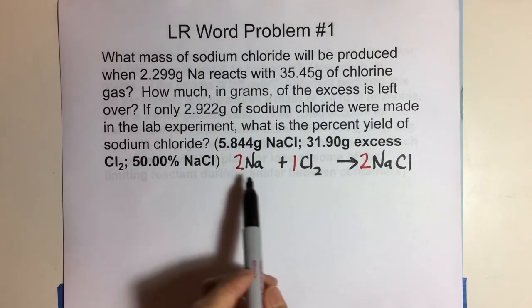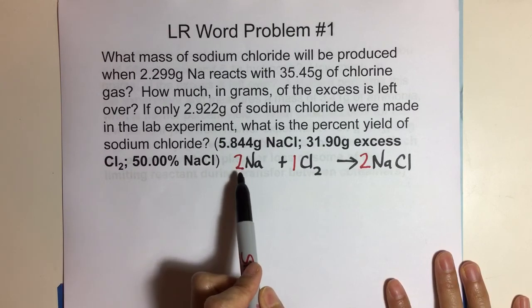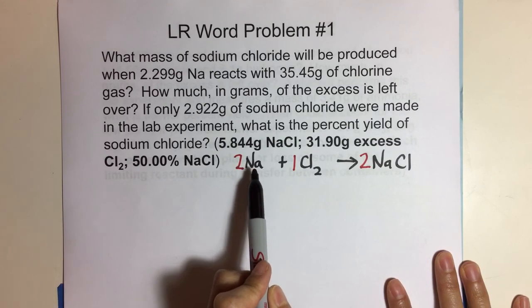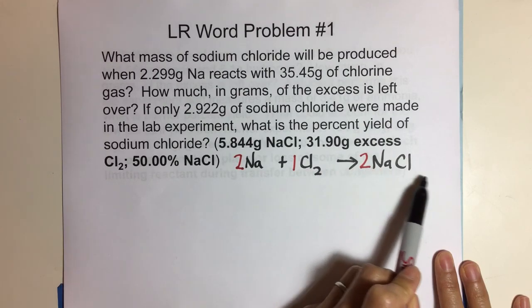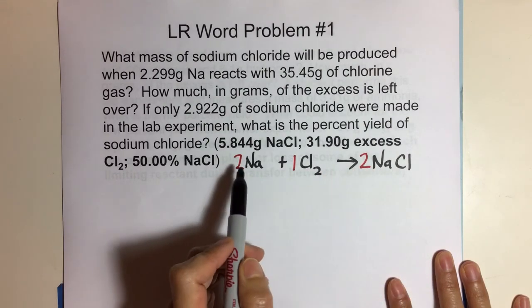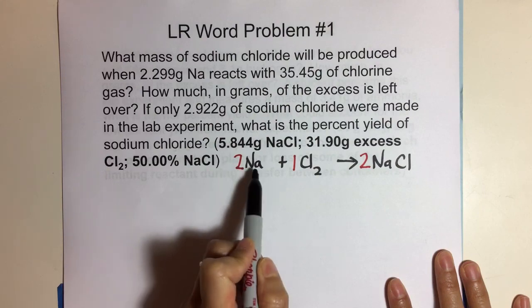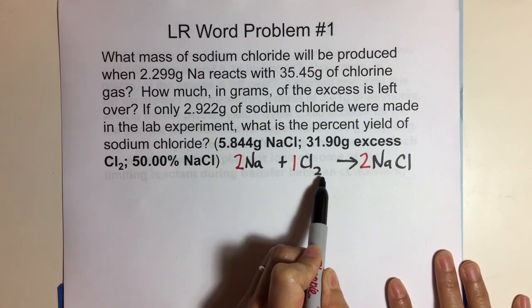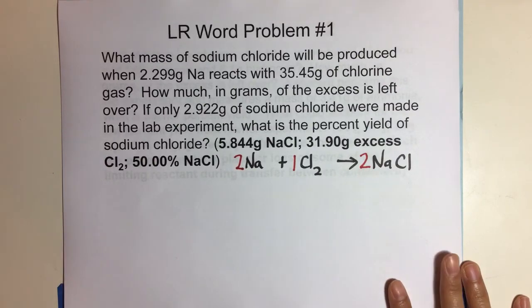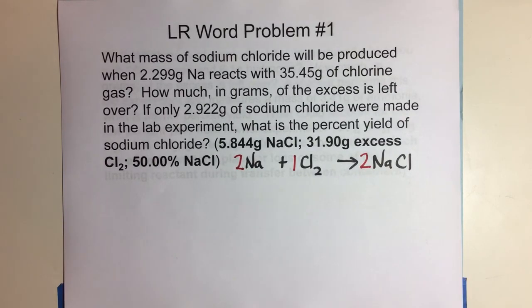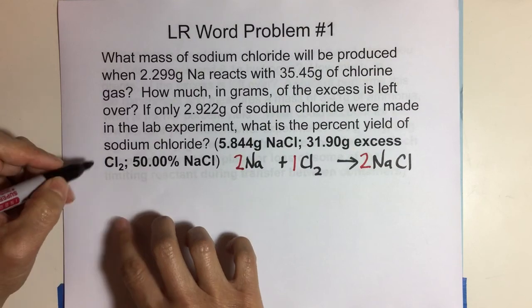The mole ratio, we're looking at macro scale, so the mole ratio is 2 moles of sodium for every 1 mole of chlorine to form 2 moles of sodium chloride. On a micro scale, it would be 2 atoms of sodium, 1 molecule of chlorine to form 2 formula units of sodium chloride. So that's how you read it on a micro scale. So let's go ahead and begin.